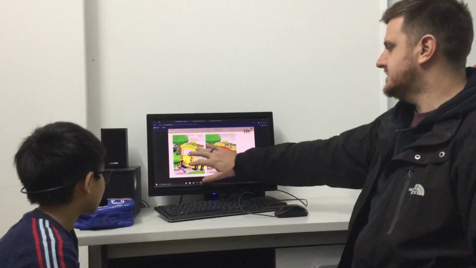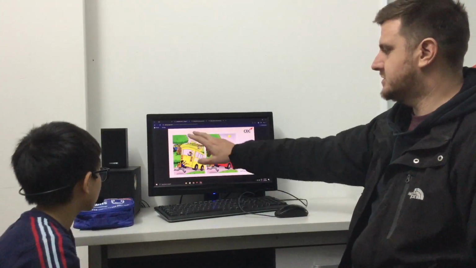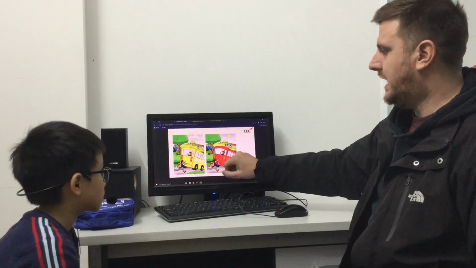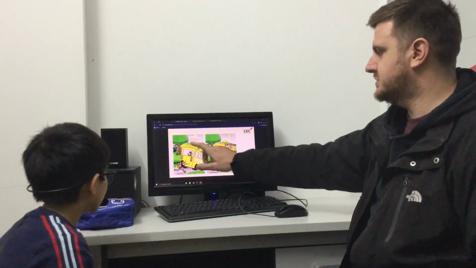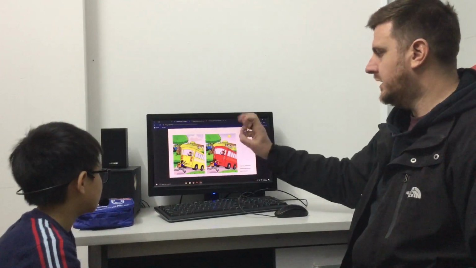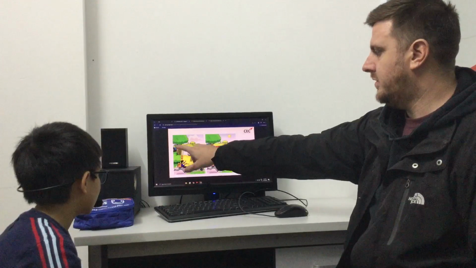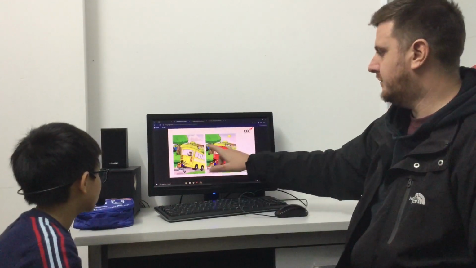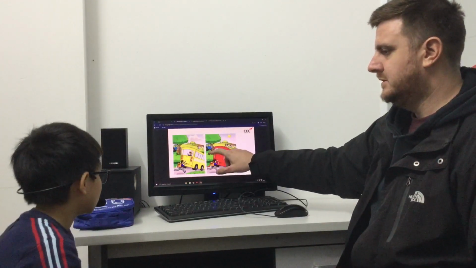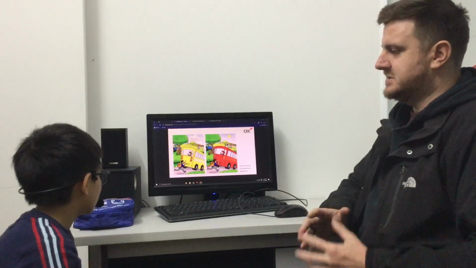Now, this is the last part. We have two pictures, picture one and picture two. I want you to tell me the differences between picture one and picture two. Example, in picture one, the man is standing. In picture two, the man is? Sitting. Good. Can you show me some more?